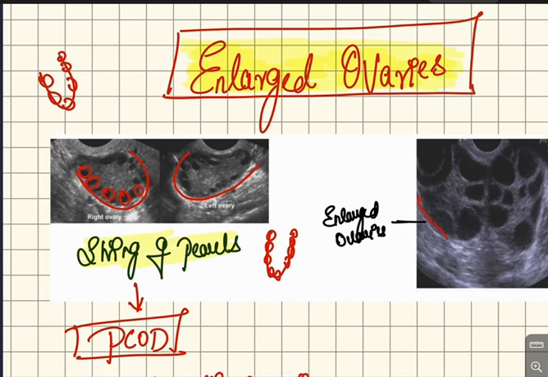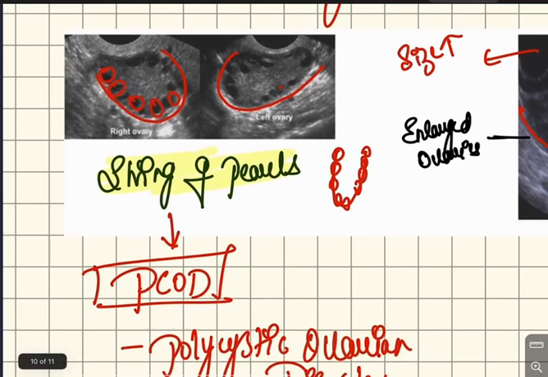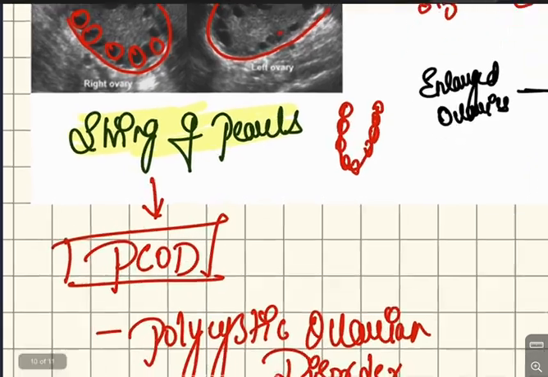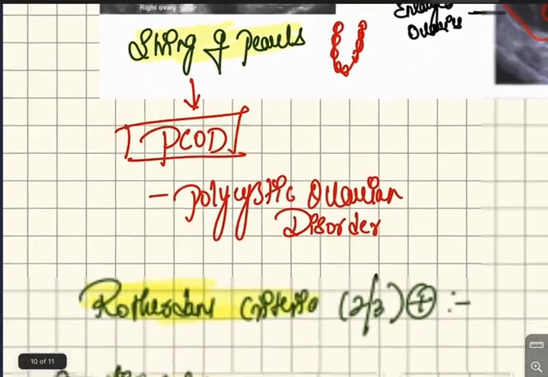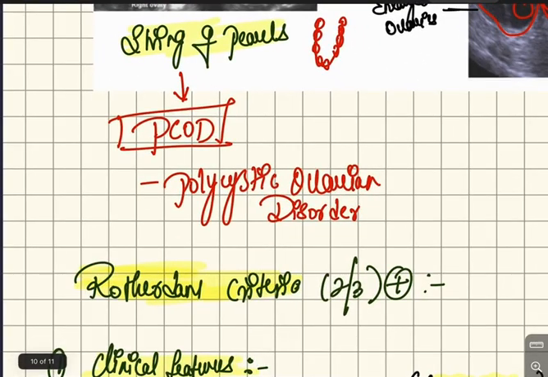Here we can see this is one ovary, this is the second ovary, the ovary size is also increased and the follicle size is also increased. This is bigger compared to this image. These follicles are bigger. So what is the diagnosis? When there is a string of pearl appearance, it is PCOD. What is PCOD? It's a polycystic ovarian disorder.